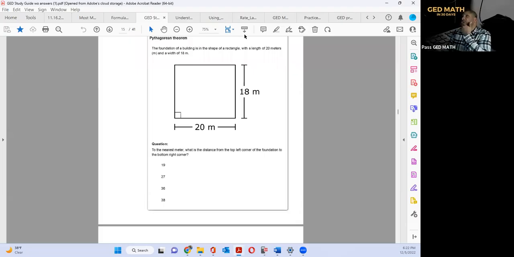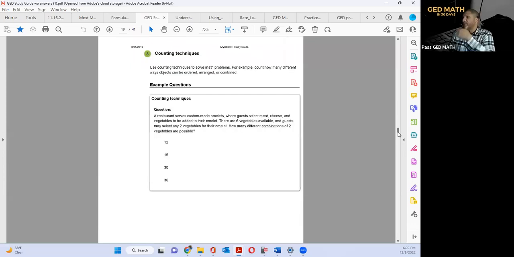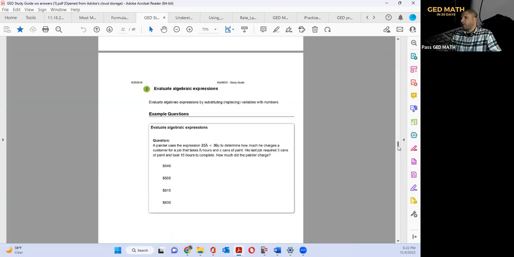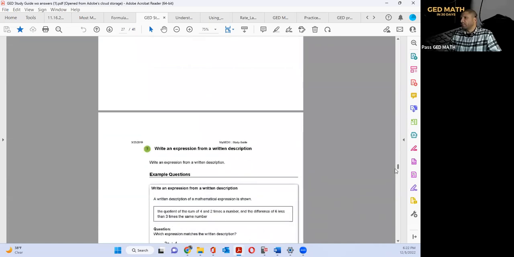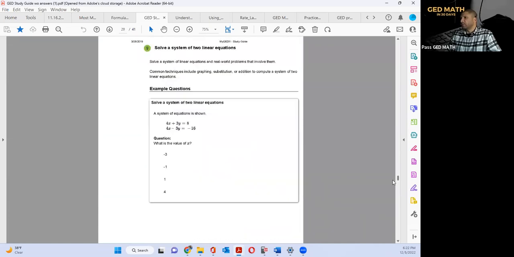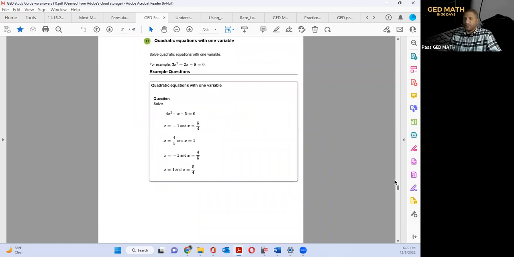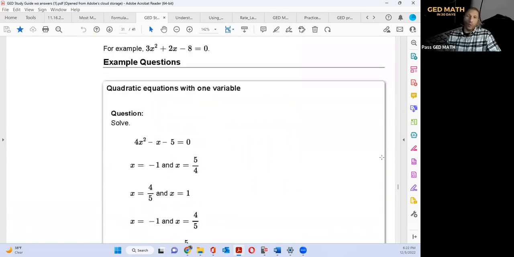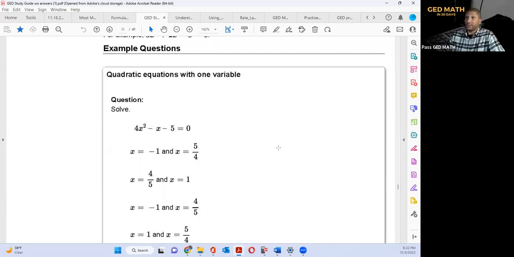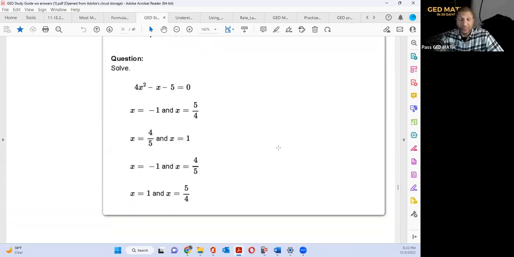Okay, so now the other question was on the GED study guide here. It's the quadratic equation. That's the one I had on the screen. Let's see. That's a system of equations. There we go, right there. Now, if you've been working on quadratic equations, you should already know this is a hard problem. This is considered a difficult problem.